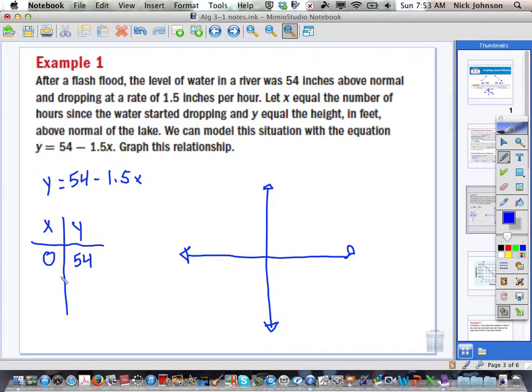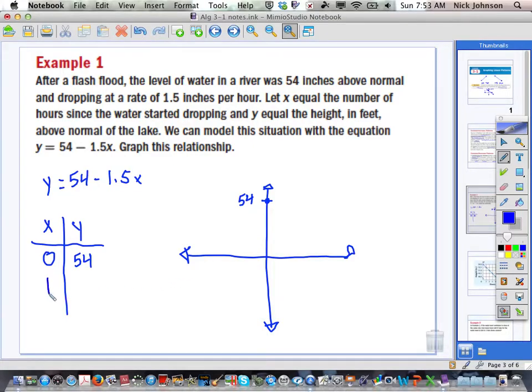So here I got a point, right? It says my x is 0, my y is 54. So I'm just going to make 54 clear up here. So when x is 0, that's right here, y is 54. So there's a point. See how easy that was?